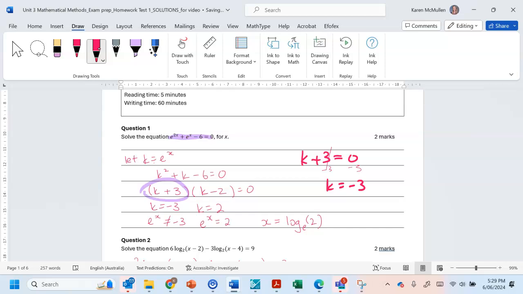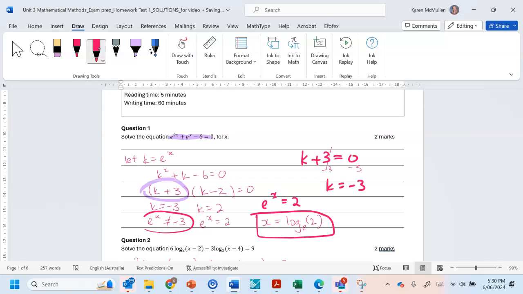Now when you're solving exponentials, you can see I've replaced e to the power of x with k. It can't equal a negative, so this is not a solution, and our only solution is e to the power of x is equal to 2. Now the opposite of base e is log base e, so if I took log base e of both sides, that's my final answer, and that was done very well.